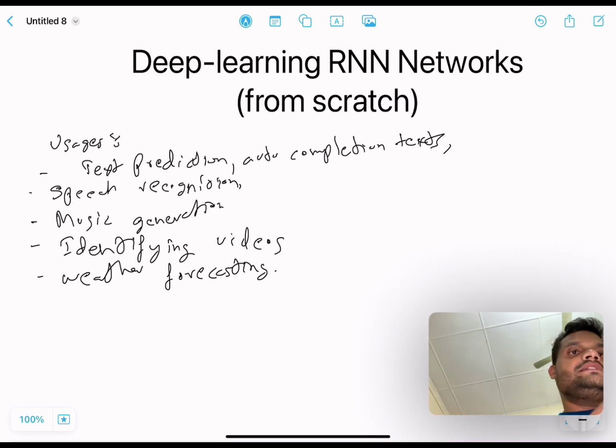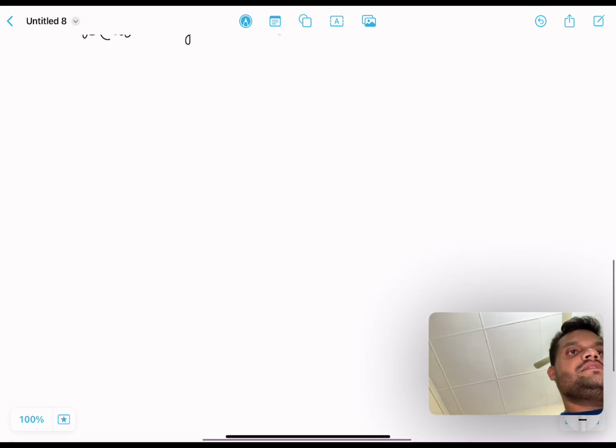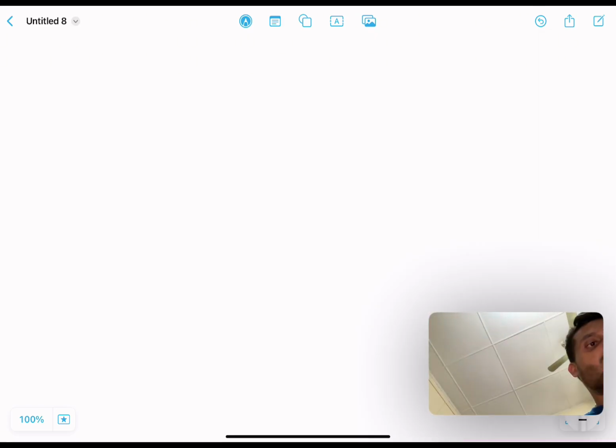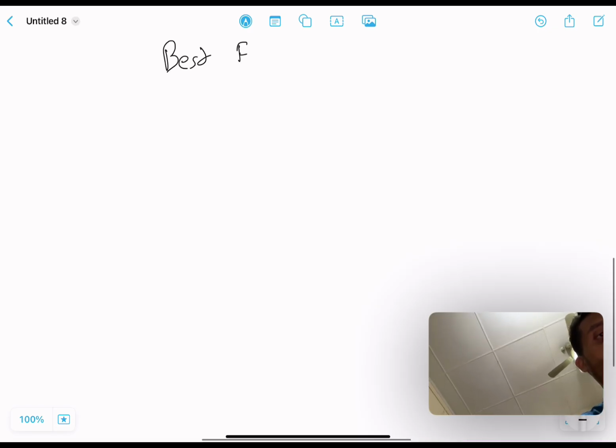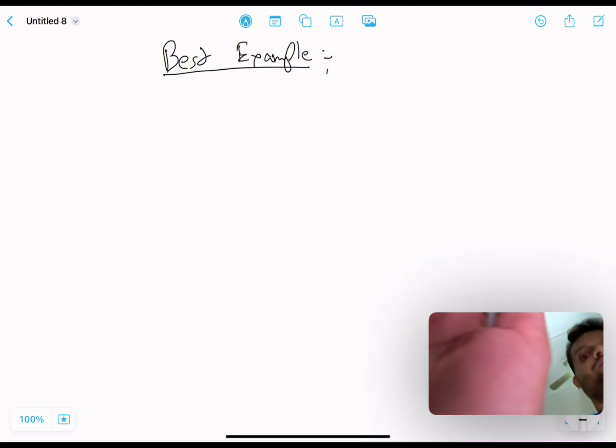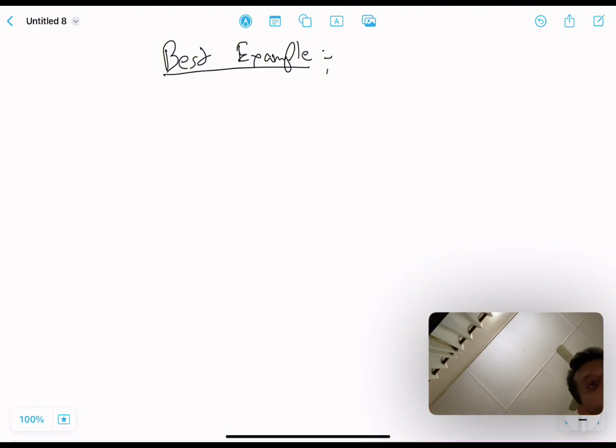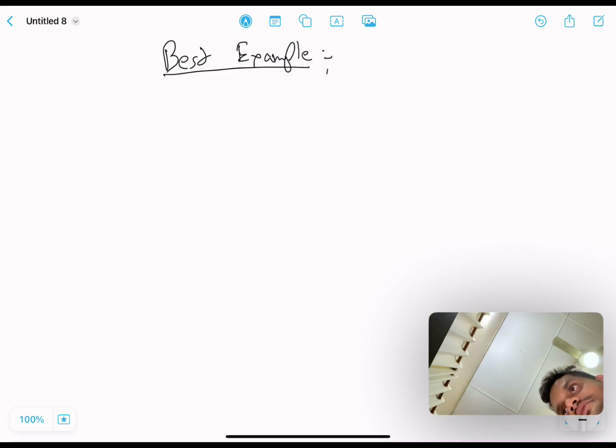So let's see a good example so that you will be able to grasp this concept. I prefer this example because using it you will be able to understand this concept much better. My example is this. I hope you already know feed-forward neural networks, which are the traditional ones.